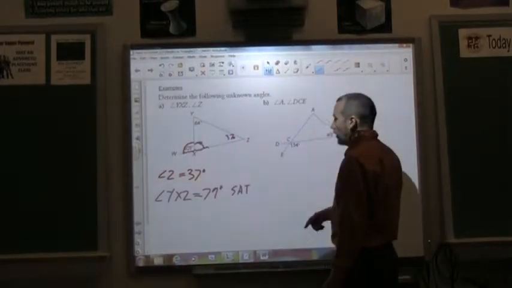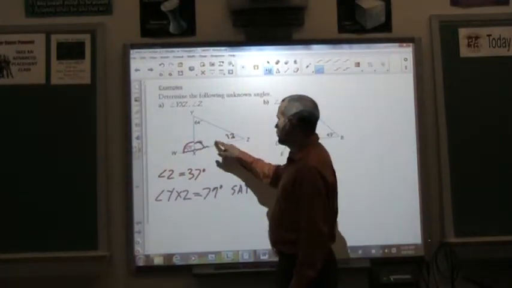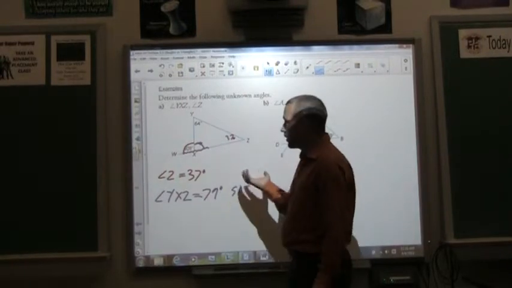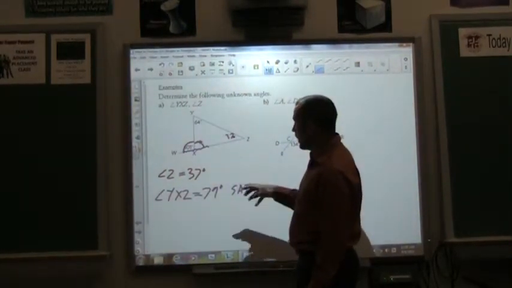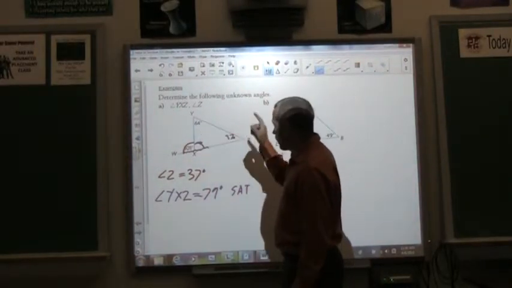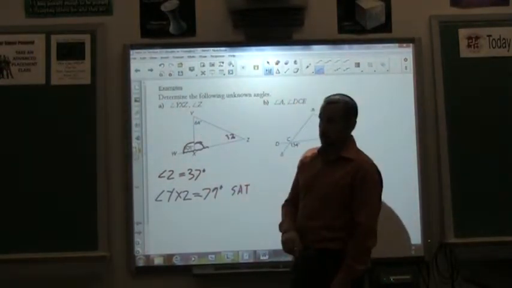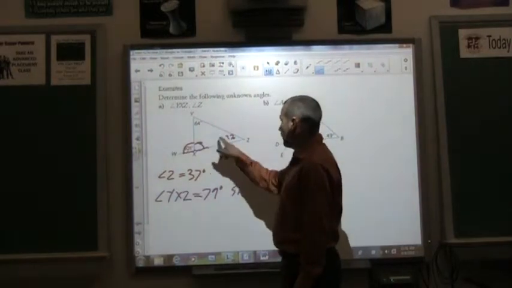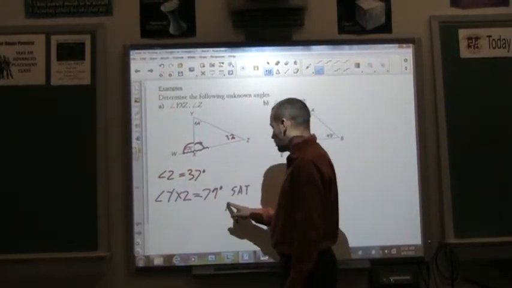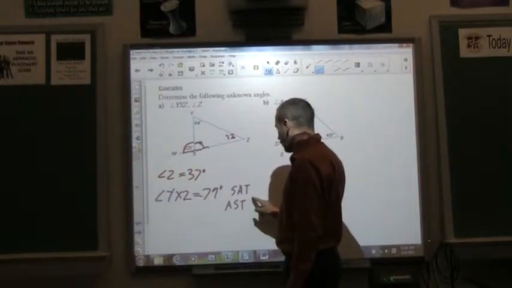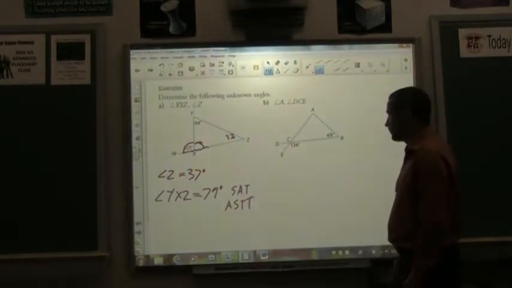The other thing you could have done at this point is you would have said, well, okay, I've got 2 out of the 3 angles inside that triangle. I know that the total of all 3 has to be 180. So you can go 180 minus the 2 that I already have, and that would have given you 79 degrees as well. And if you had to use that theorem, all 3 angles inside of the triangle adding up to 180 degrees, that would be the angle sum of the triangle theorem, which is abbreviated like that.